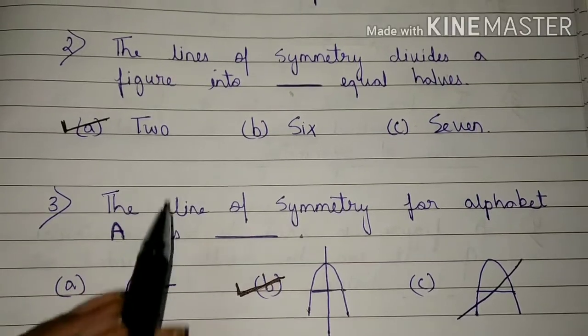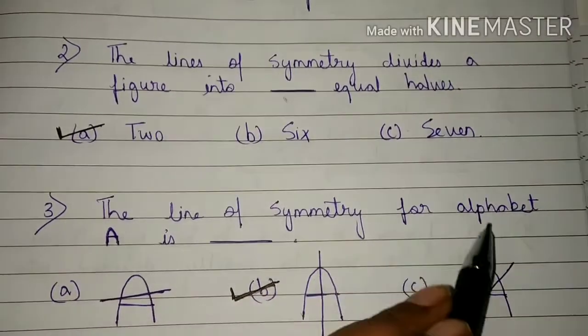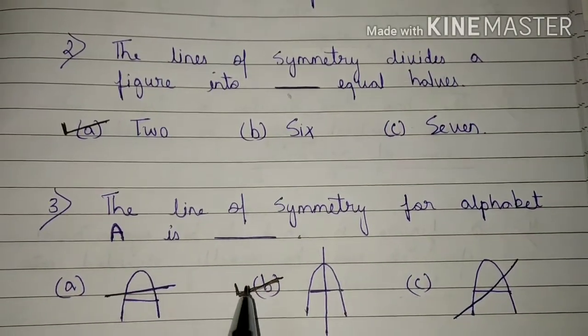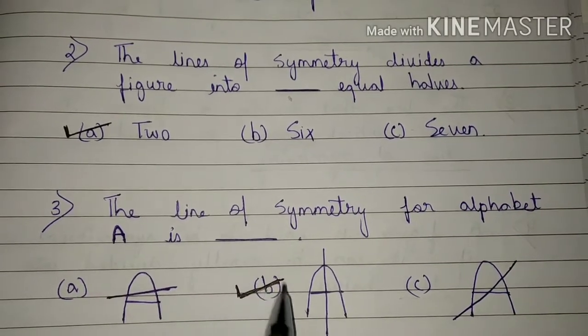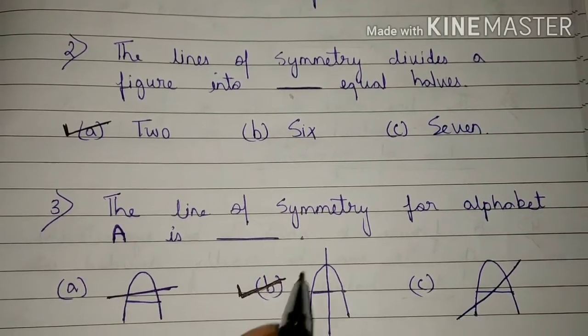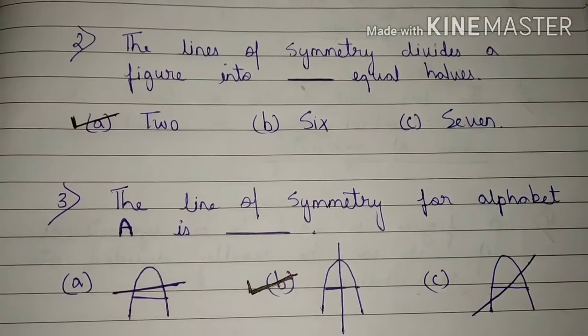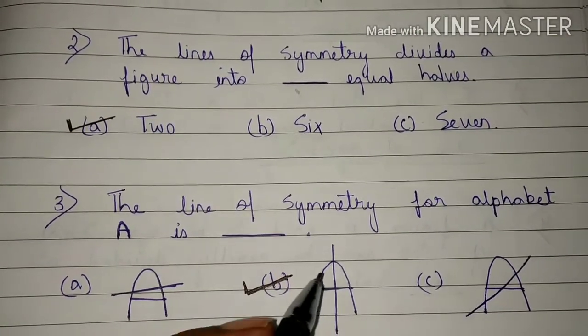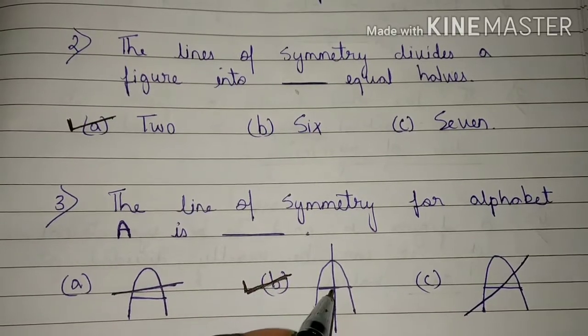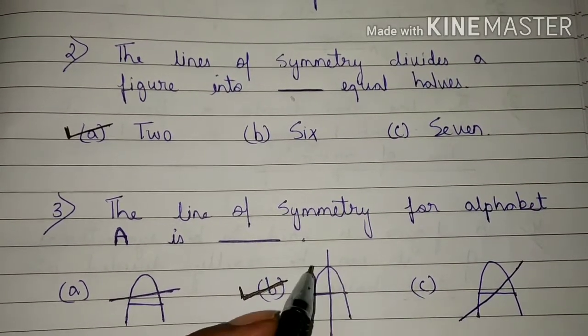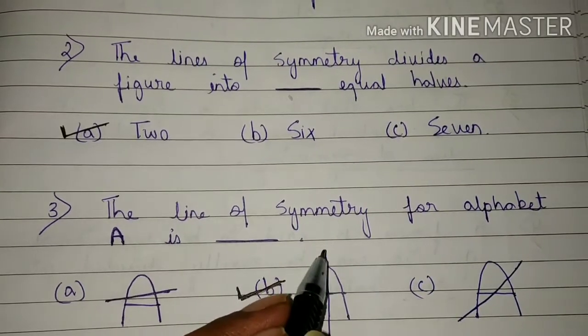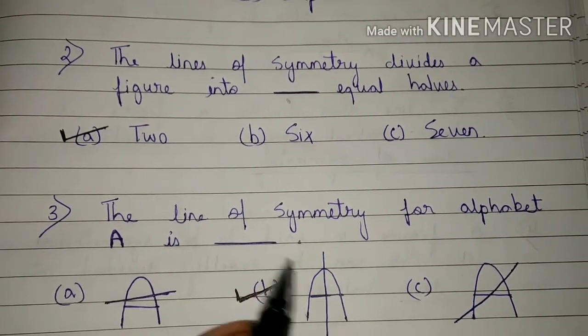So the line of symmetry for alphabet A is. Students, the correct answer is option B, this one. Because this line divides the figure into 2 equal parts of same shape and size. So this is the line of symmetry for alphabet A.